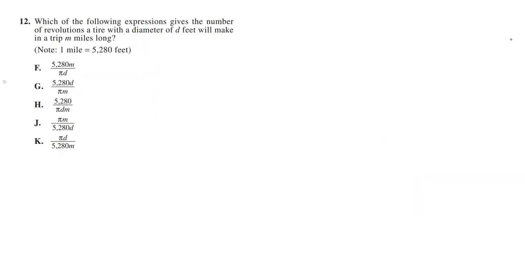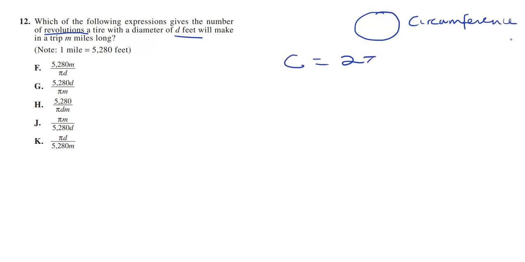Which of the following expressions gives the number of revolutions a tire with a diameter of d feet will make in a trip m miles long? So when we talk about revolution, we have to remember that we're talking about going around the circle. So that is going to be circumference. So for a circle, the circumference is going to be 2 pi r, or pi multiplied by diameter.